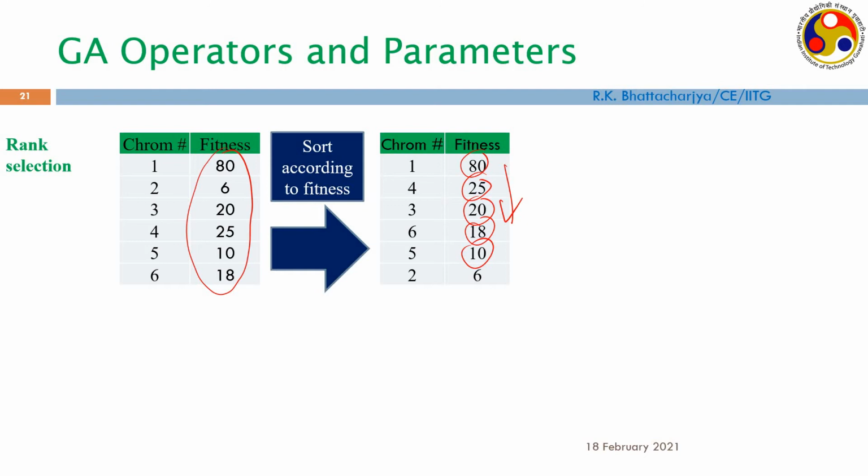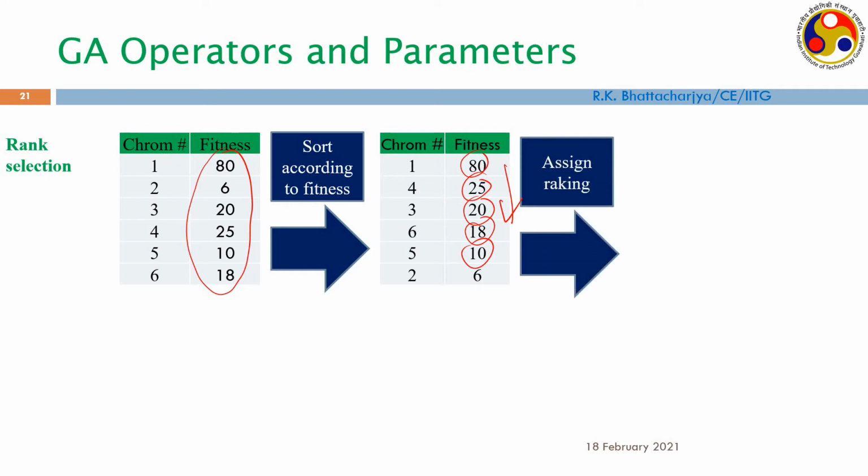So I can do the sorting. This is not very difficult. I can arrange in descending order, the highest value at the top and the lowest value at the bottom. So I am doing the sorting according to fitness. Next, I am assigning a rank to them. So the best solution is getting the highest rank.